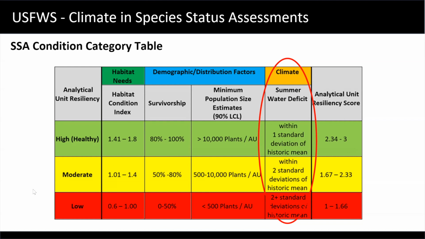So then our next step was to determine the current condition. And to do this, we calculated the mean summer water deficit for the most recent 10 years and compared that to the historic mean. And then, looking at this condition category table, where did that fall within the thresholds that we had defined here of high, moderate, or low? Next slide.